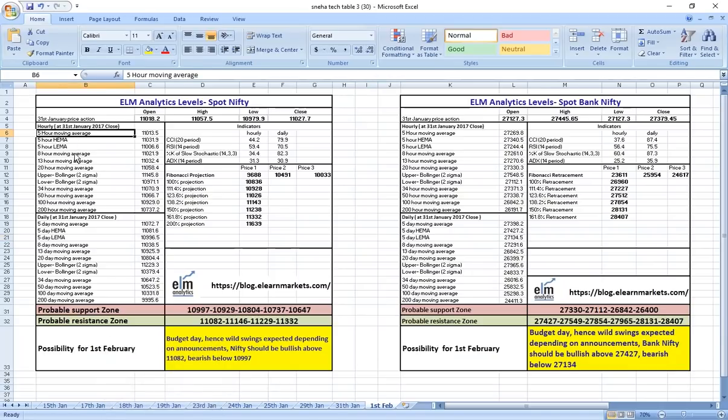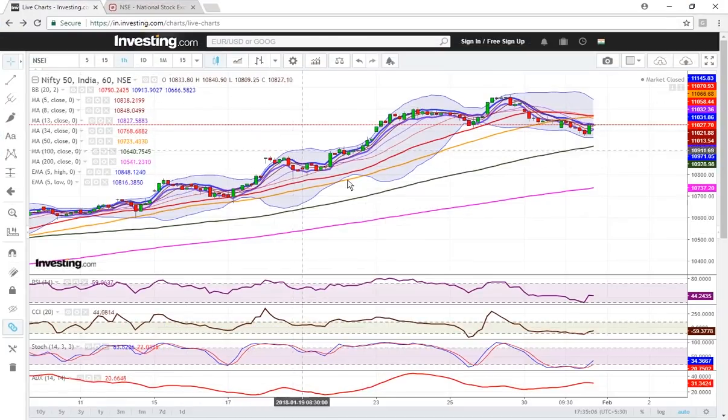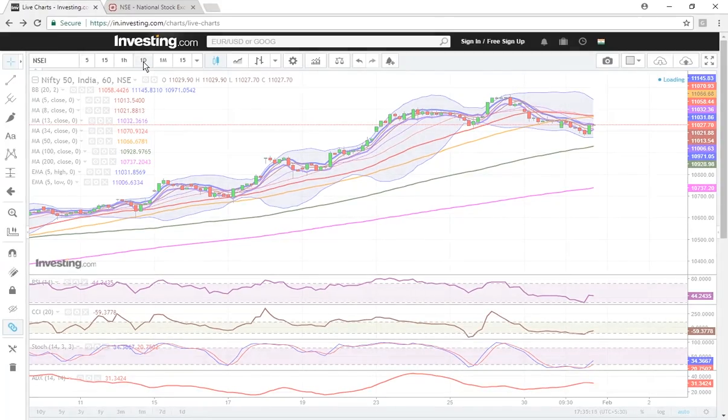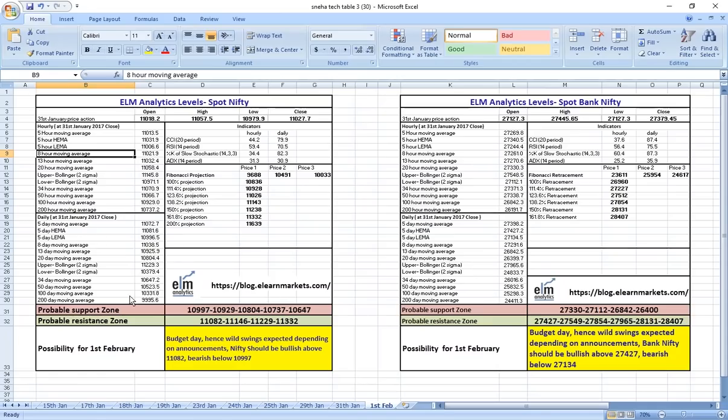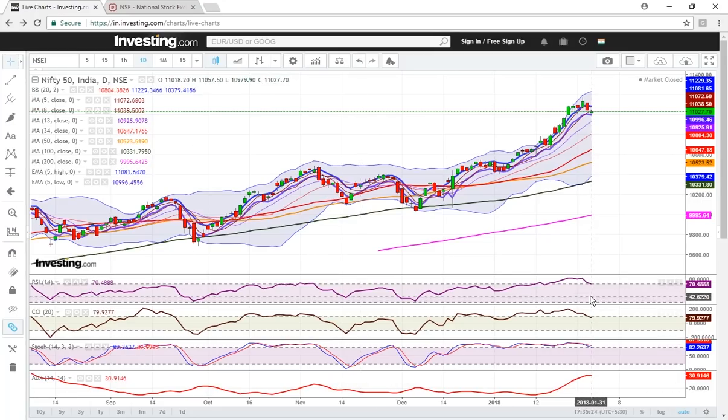Here you see that the hourly averages are placed here, and the values of the hourly indicators: CCI 20, RSI 14, the percentage K line of the slow stochastic, ADX, etc. And there are a lot of moving averages here. So first, let us go to the chart. Here you are watching the Nifty chart in the hourly time frame. Now once we click daily, it becomes daily. So based on these averages, we build this table and also we take the values of these indicators.